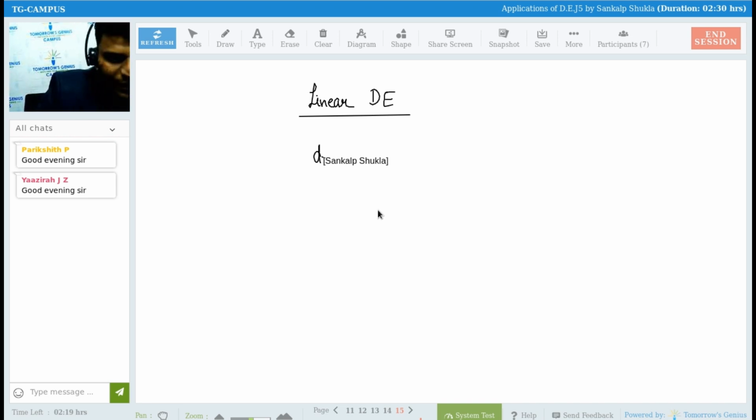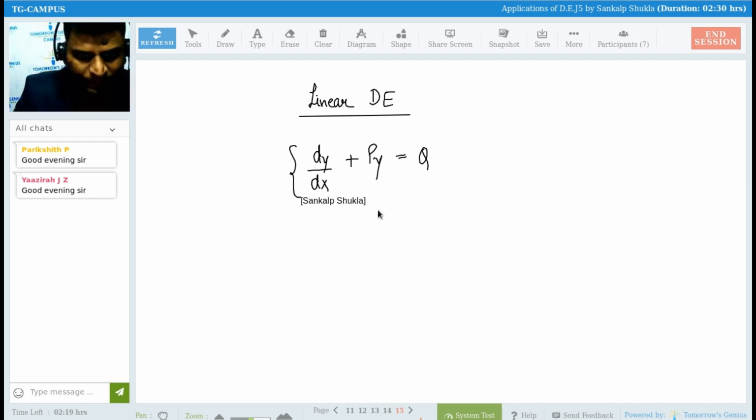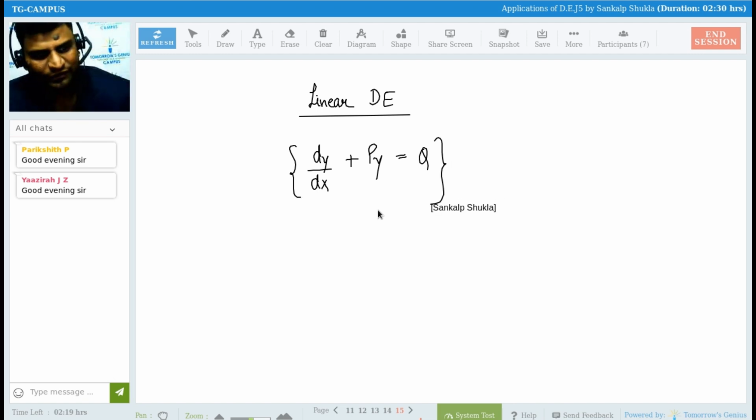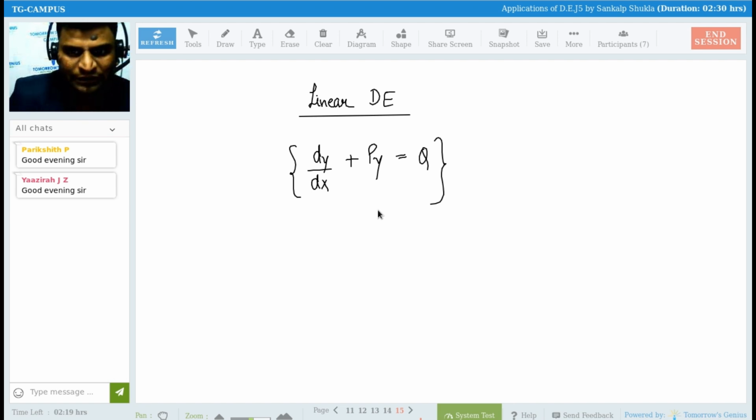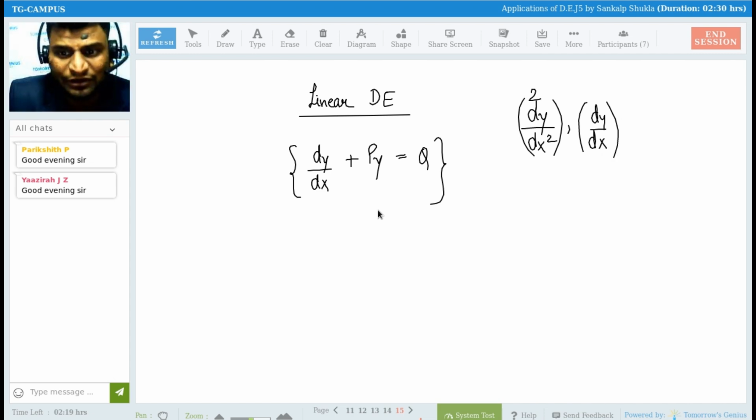Okay, for example, we have this: dy by dx plus py is equal to q. This kind of differential equation. Make sure there are 2 points to know whether this equation is a linear differential equation. All the differential terms, like dy by dx, should have their power to be 1 only.